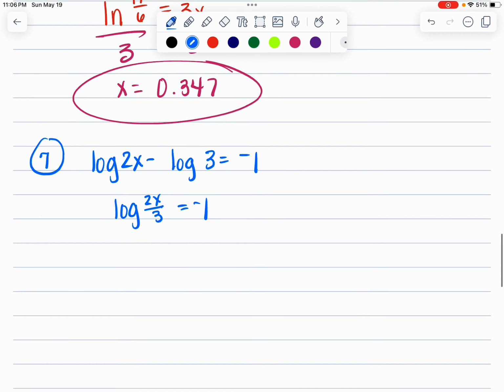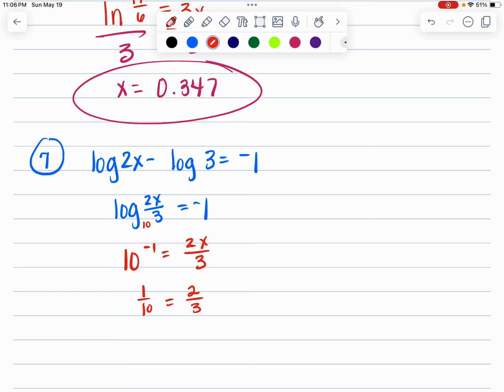Then I'm going to use the property that we used up in number 2, and I'm going to change this logarithm to an exponential problem, so that, remember, if there's not a base, we know that's an understood 10, that's our common logarithm. So that's going to be 10 to the -1 power is 2x over 3. 10 to the -1 is 1/10.